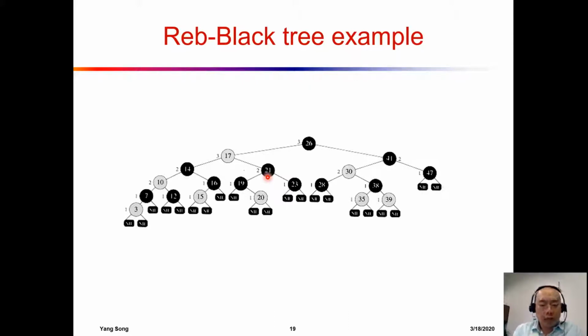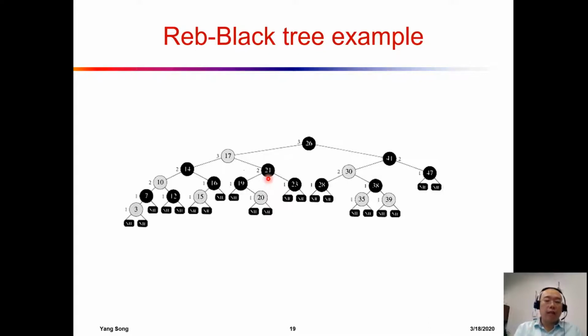So if I take this way, 21, 19, and nil, then I have visited a total of 3 black nodes if we count the 21. If we do another one, 21, 19, 20, and then a nil, we visit 3 black nodes again. However, there's one additional red node we have visited, right? So from node 21 to any of the possible leaves, we will find that we are visiting the same number of black nodes.